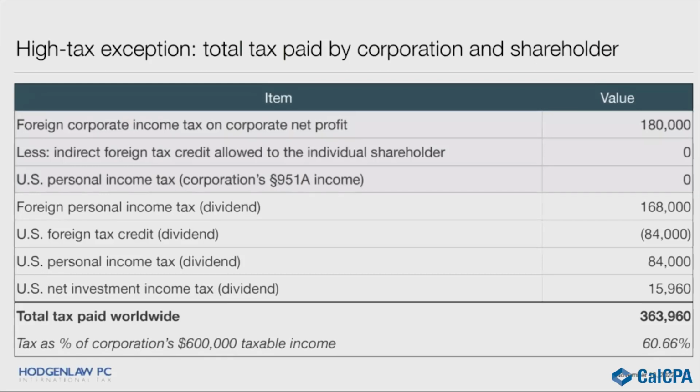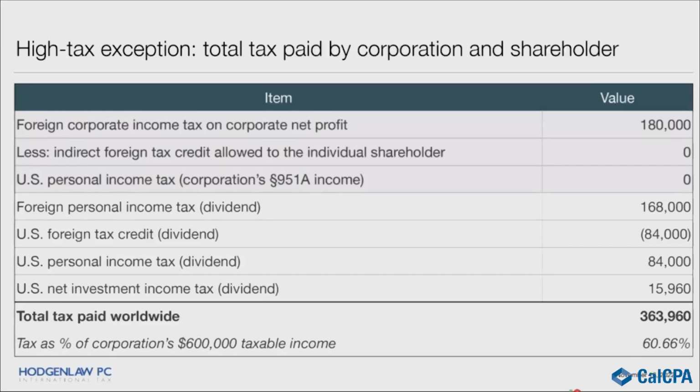$168,000 went out of pocket to the foreign country for personal income tax on the dividend income. And we have offsetting amounts. We have $84,000 of income tax in the United States, offset entirely by an $84,000 foreign tax credit on that dividend income. And so that washes out. And the only U.S. tax cost is the net investment income tax of $15,960.